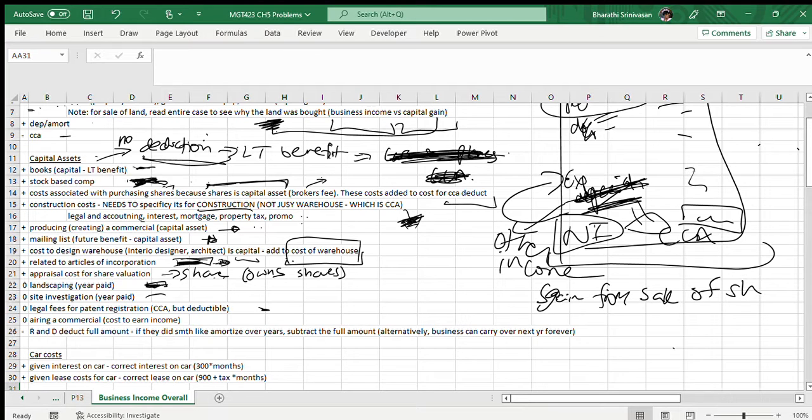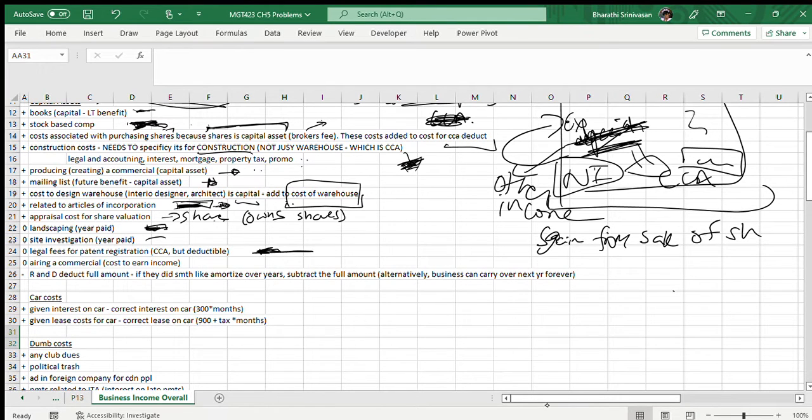So the thing is, patent registration is really expensive. So they want to make it easier on you and make it more likely for you to do patents. Because of that, you can leave that as an expense and you don't have to add it back to your cost.